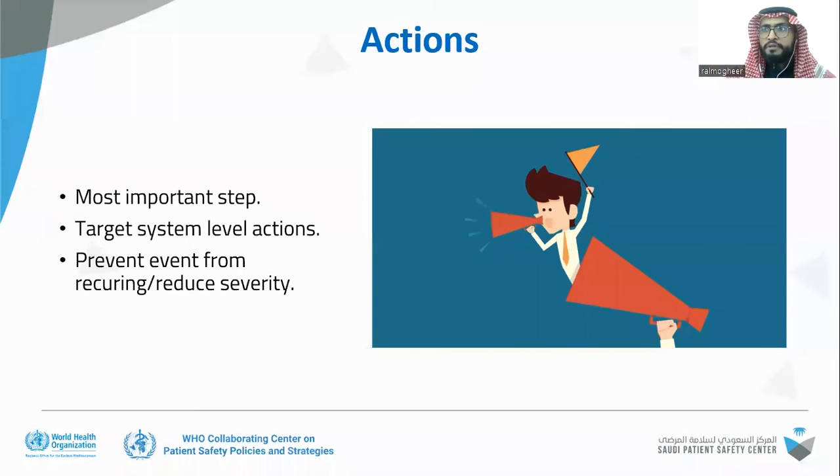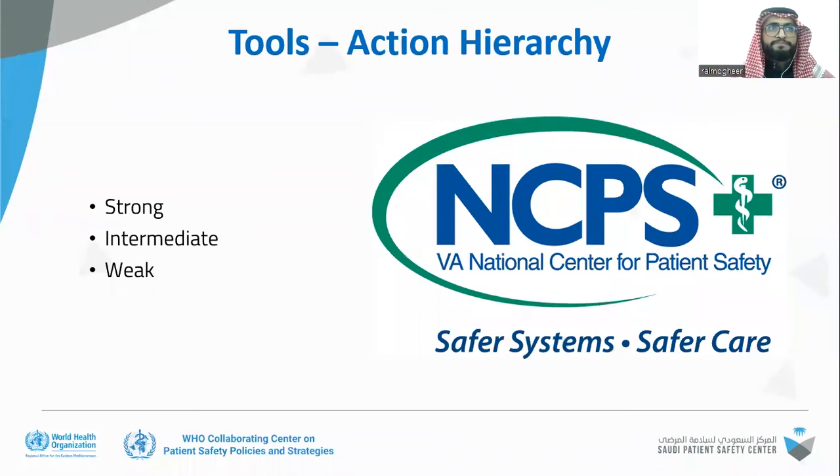Or if that is not possible, reduce the severity or consequences if it should recur. So the first tool, and I think this is the most important tool that we have, is the action hierarchy. It is developed by the US Department of Veterans Affairs, National Center for Patient Safety. It has been used for decades in many other industries to improve worker safety. It will assist the teams in identifying stronger actions that provide effective and sustained system improvement.